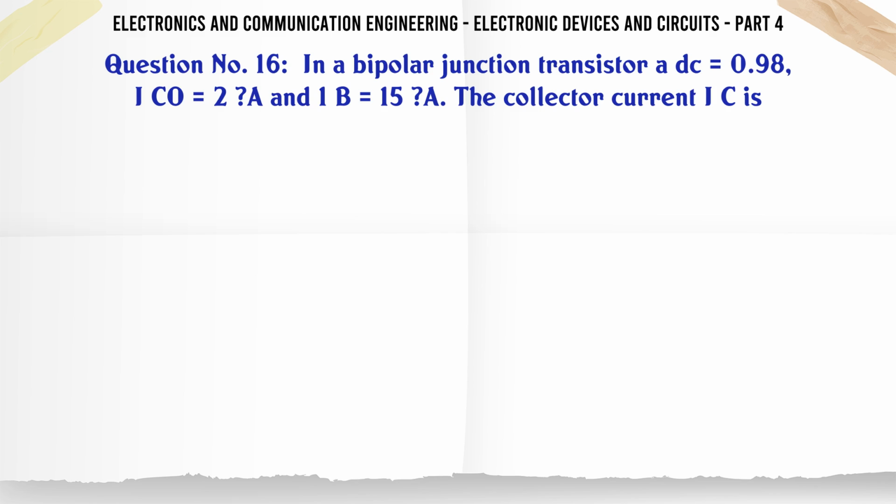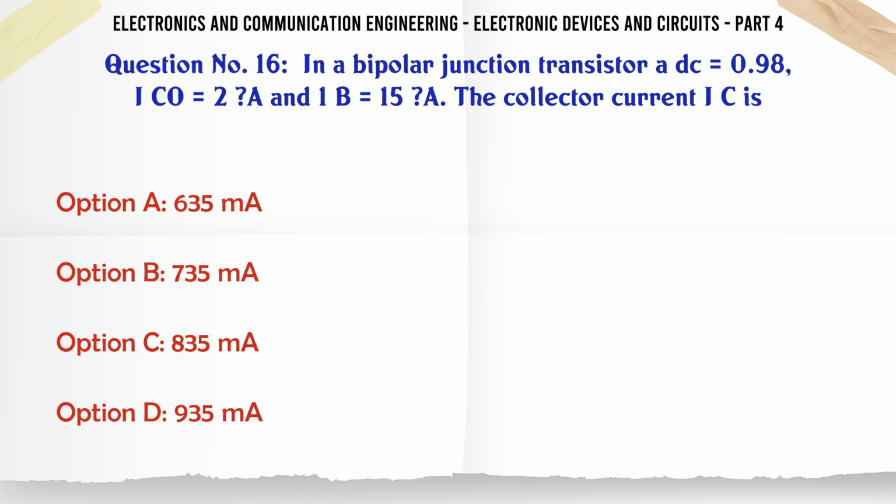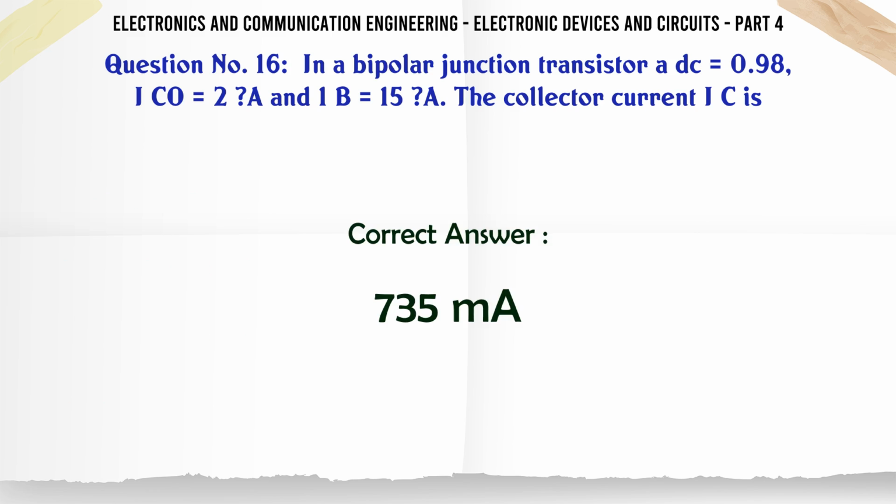In a bipolar junction transistor, alpha DC is 0.98, I_CO is 2 µA and I_B is 15 mA. The collector current I_C is: A. 635 mA, B. 735 mA, C. 835 mA, D. 935 mA. The correct answer is 735 mA.